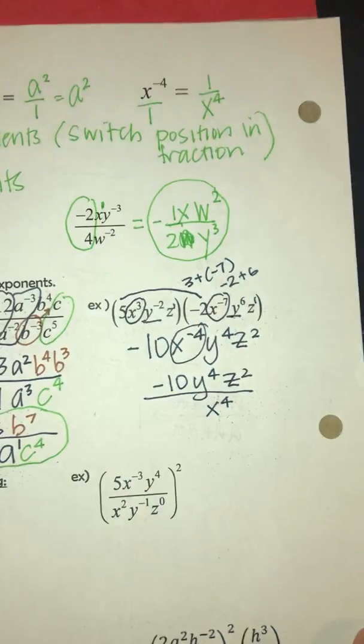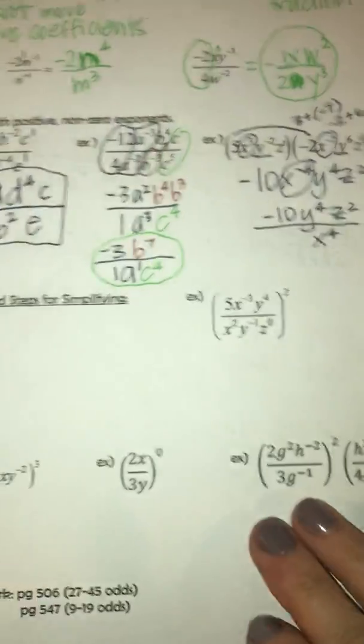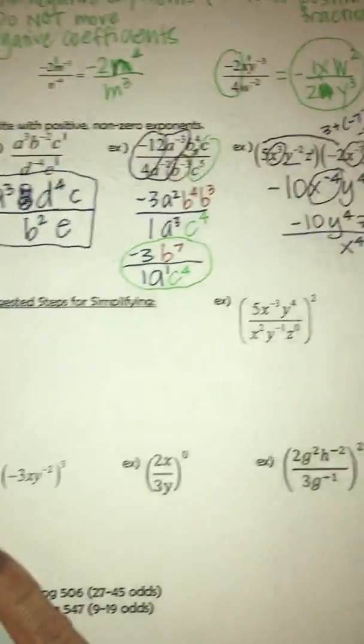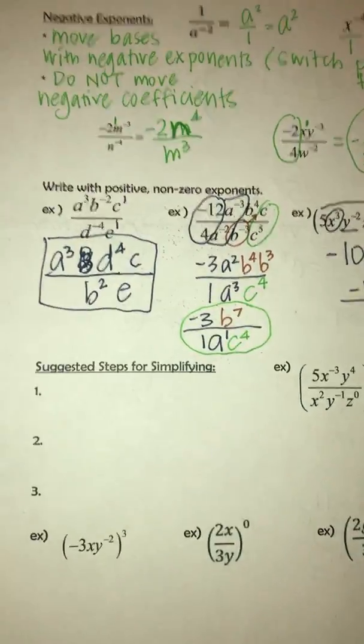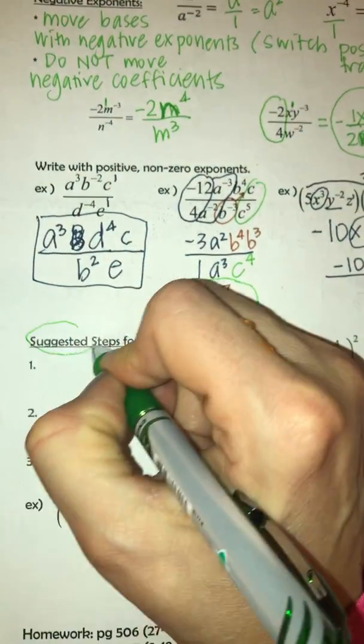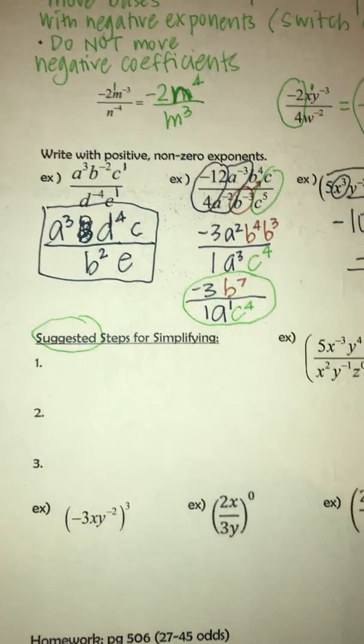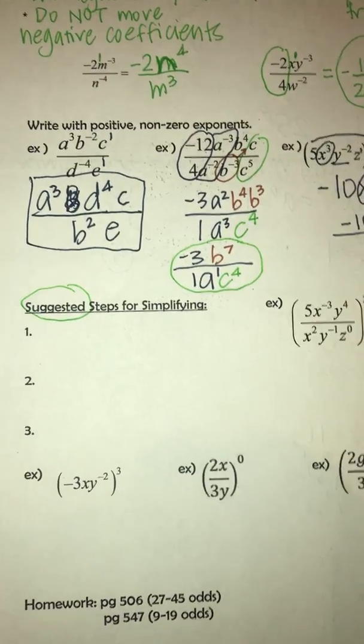All right, a few more examples here. So suggested steps for simplifying. Now notice it says suggested. So that means you might use other methods or you might do different steps and it'll still work. I'm not saying this is the only way to do these problems.